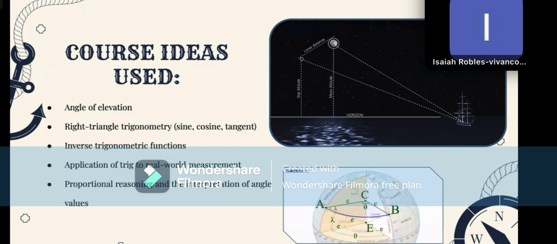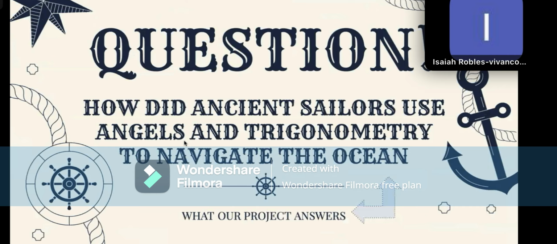A few of those are angle of elevation, right triangle trigonometry, dealing with sine, cosine, tangent. Not only that, but application of trig to real world measurements is something they practiced a lot. A lot of their measurements were done in the real world. The big question we want to answer is, how did ancient sailors use angles and trigonometry to navigate the oceans? I hope by the end of the presentation, everyone should be able to answer this.